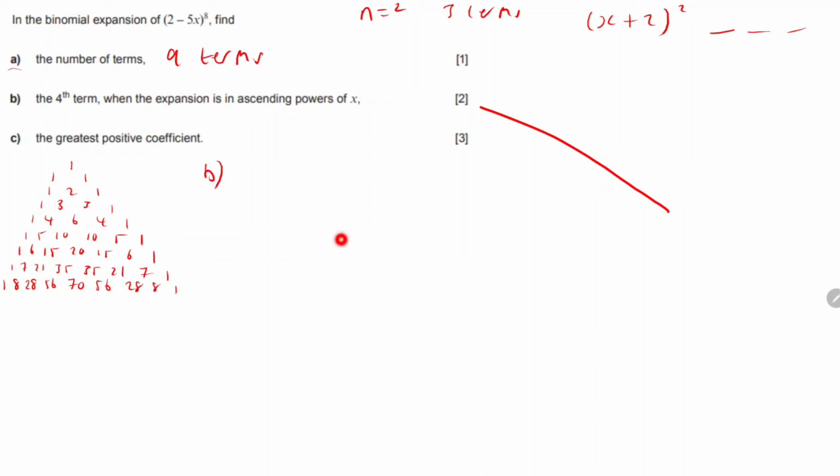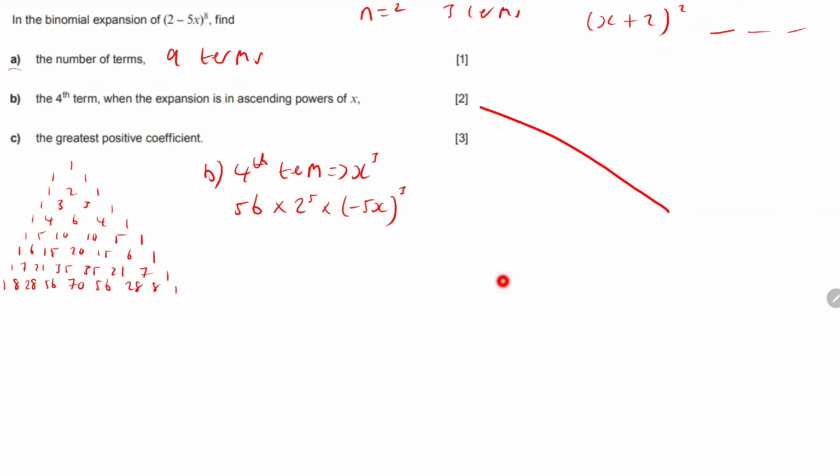So for part B, the fourth term will be when it's x to the power of 3. So we're going to come across and find our coefficient. So it'll be 1, 2, 3, 4. So it's going to be 56 times 2 to the power of 5 times by minus 5x to the power of 3.